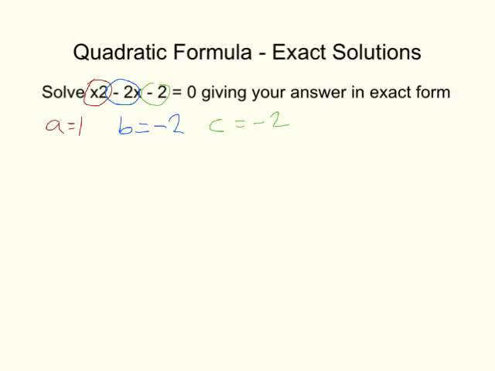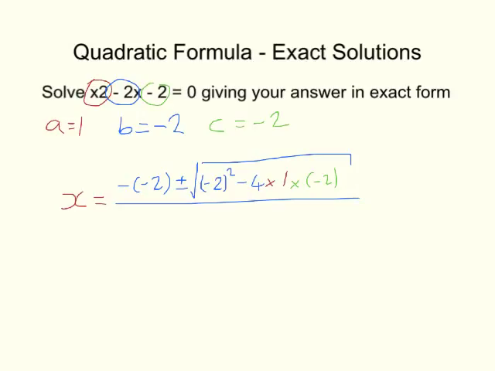So now, substituting this into our formula, we have x equals minus b, so that's minus 2, plus or minus the square root of b squared, so minus 2 squared, minus 4, a is 1, and c is minus 2. And all of it is over 2a, which is 2 times 1.